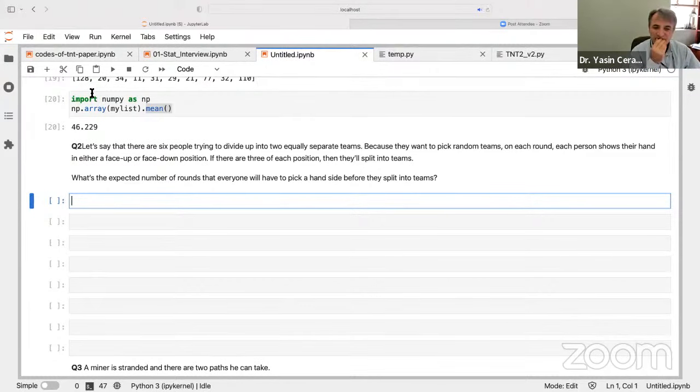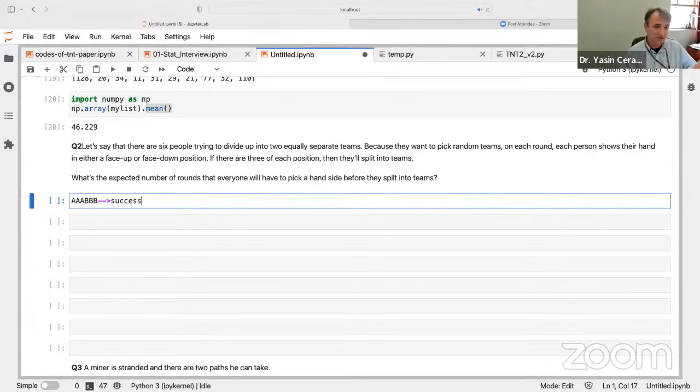Okay, so let's think about this. There are 6 people, and I'm just going to use A and B. So let's say A is up, B is down. If I have 3 A's and 3 B's, that is a success, and then we'll split into 2 teams. Any case which is not 3 A's and 3 B's is not a success.